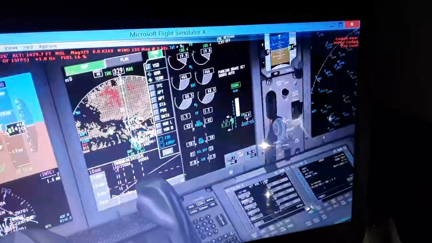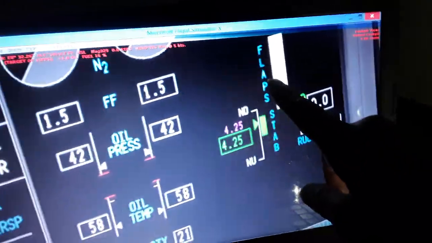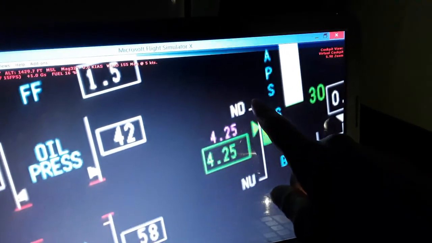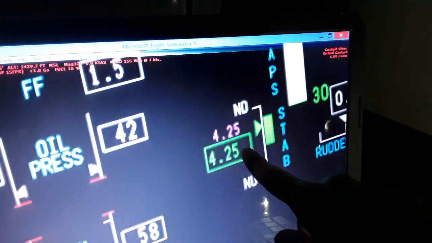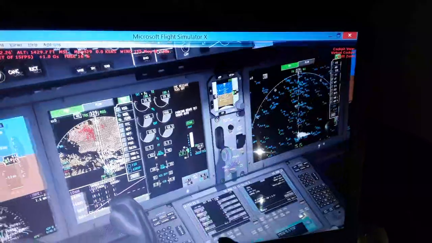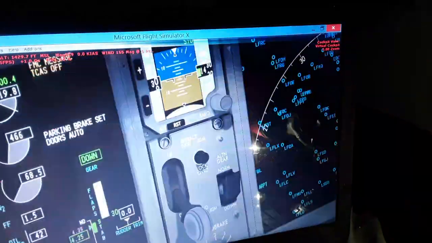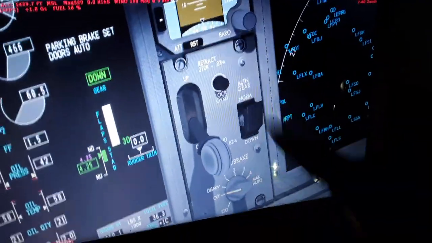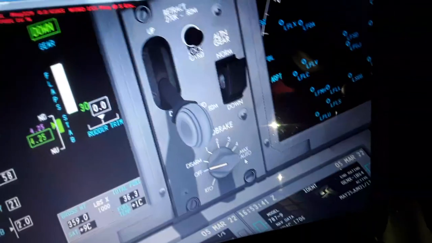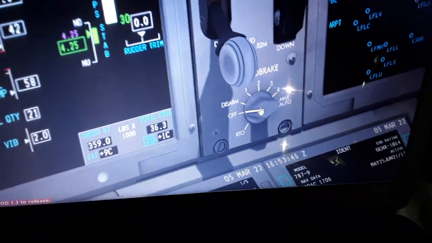You can see the pitch trim position displayed here in the EICAS display, engine indication and crew alerting system display, or multifunction display as we call it. You can see nose down or nose up, 4.25 degrees. The green band here is for takeoff limit. You can see the stabilizer. We have also the rudder trim, the flaps position, other things, landing gear, extend and retract, alternate gear here, lock override, auto brake for landing or for rejected takeoff.